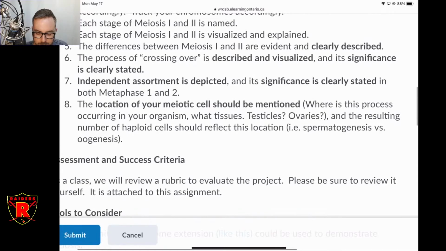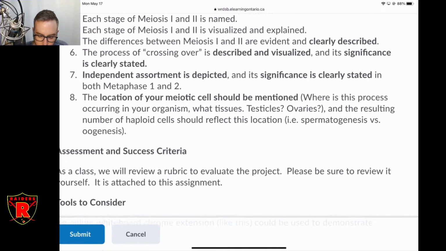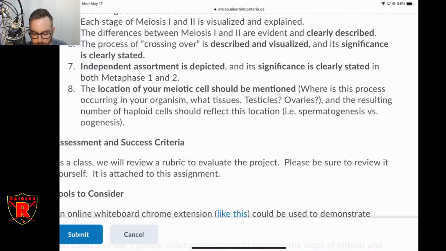It should be obvious the difference between meiosis 1 and meiosis 2. I mean, they're very different from each other. So that's part of what I'm looking for here. You need to talk about crossing over and independent assortment specifically, and you need to talk about why they're important. Okay, so I'm looking for that. Remember that crossing over occurs in prophase 1 and independent assortment takes place in metaphase.